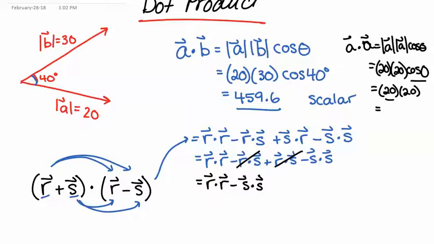So we can also say that when you do the dot product of two identical vectors, what you end up getting is the magnitude of those vectors squared. Because the magnitude of vector A is 20, and I've got 20 times 20. So when I do a dot a, I end up with the magnitude of a squared. So I could actually write this as the magnitude of r squared.